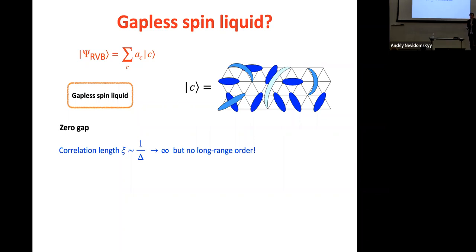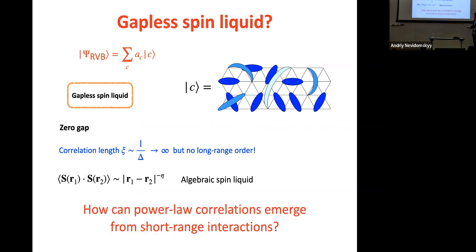And yet I don't want to have a long-range ordered state. How is that possible? And the idea is that you instead have algebraic spin-spin correlations. They decay, but they decay not as an exponential, they decay algebraically. And that brings a question. How could you possibly have these long-range power law correlations, assuming that in condensed matter, you want to always start with a local Hamiltonian?